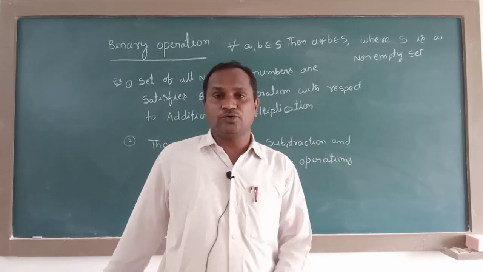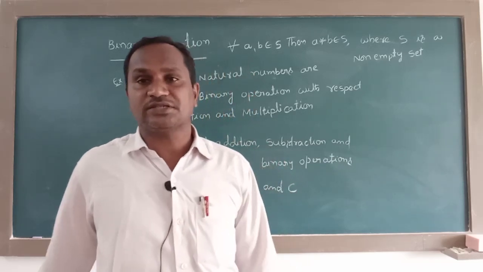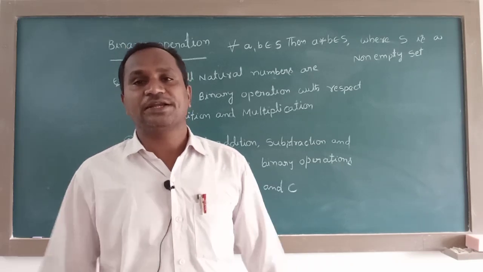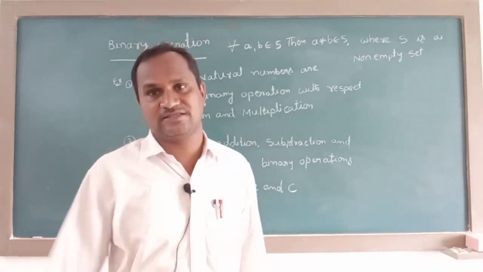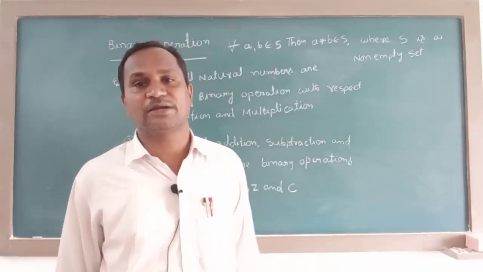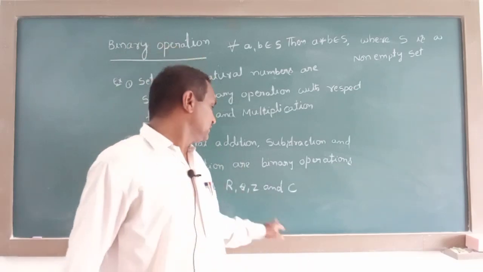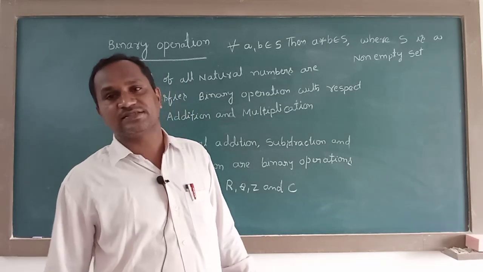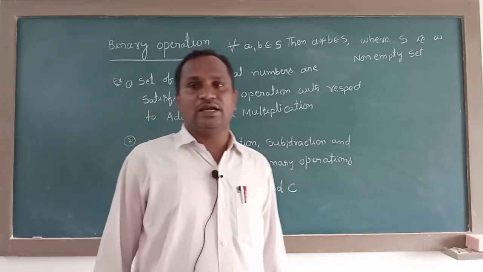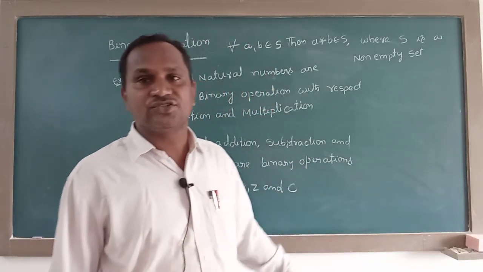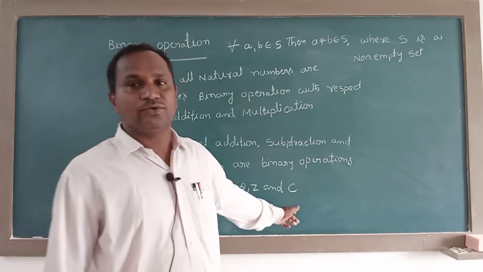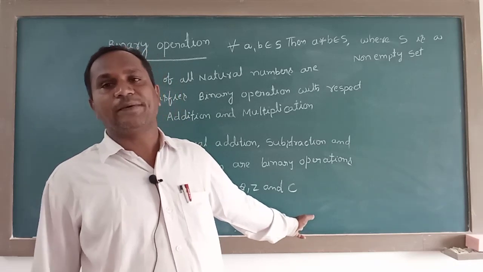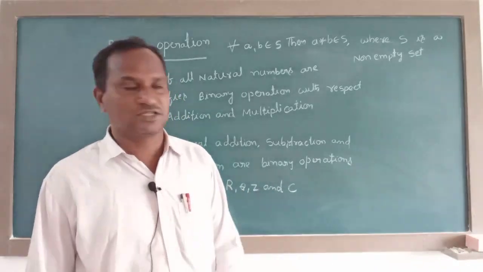Binary operations like usual addition, usual subtraction and usual multiplication, all three are binary operations on all these four sets, but division is not a binary operation here. In Z, the subtraction of any two integers is an integer, the addition of any two integers is an integer, the product of any two integers is an integer. That's why these three are binary operations on the set of all integers.